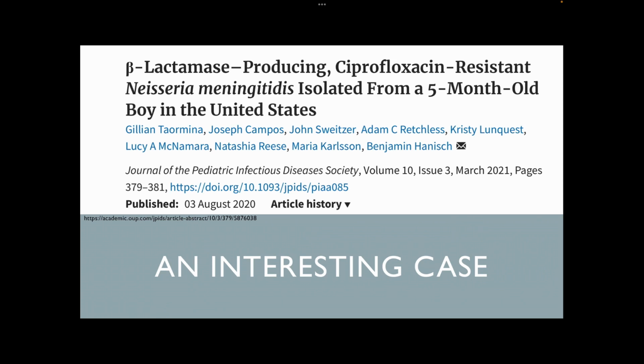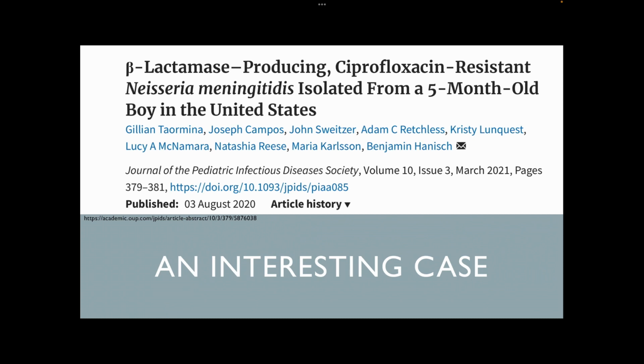However, there was an interesting case found back in 2020 where a 5-month-old boy came to the emergency room after 6 days of not feeling too well, and they did a cerebral spinal fluid sample, and it did contain N. meningitidis.